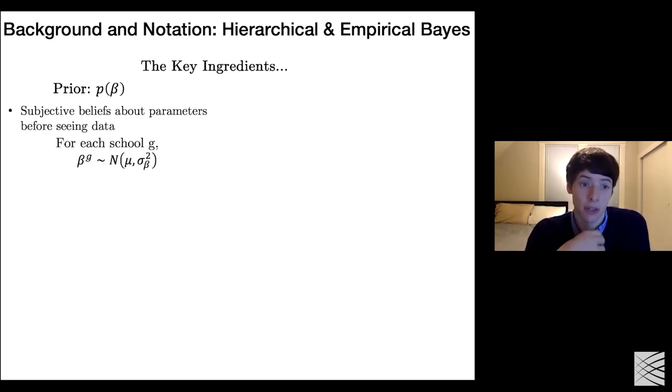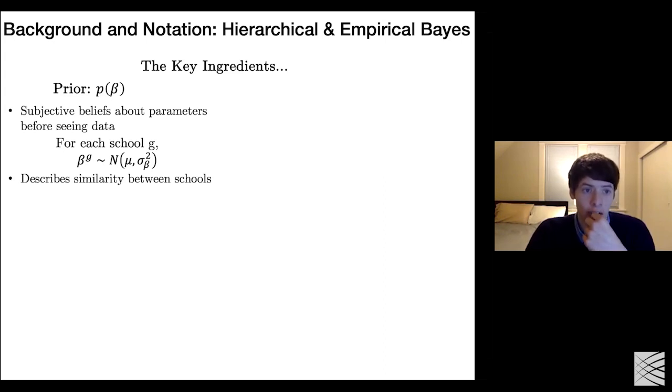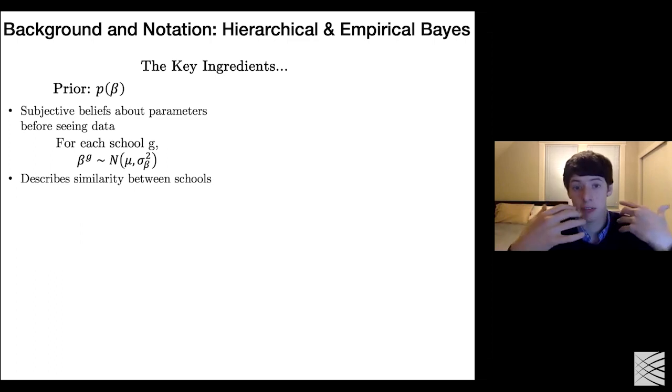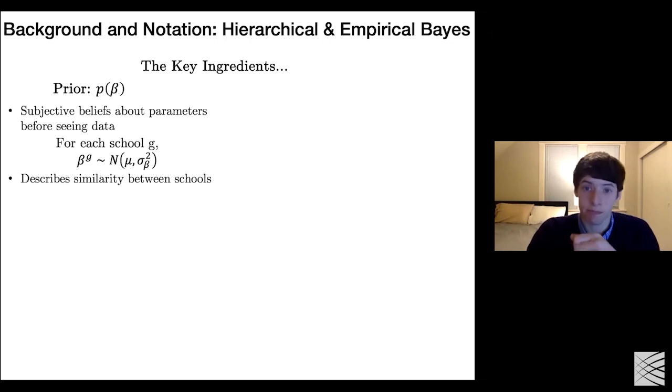A simple choice for this could be that for each school G, the effect beta G is normally distributed with mean mu and variance sigma beta. So saying that the parameter for each school is just scattered around some shared mean with a constant variance. With this approach, our prior is explicitly describing the similarity of the schools through this shared mu.